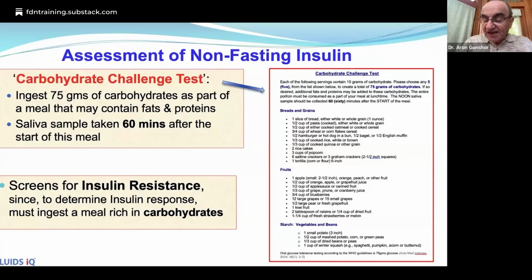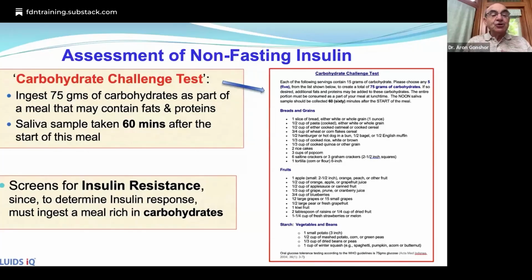Now, when you do this particular saliva test, the advanced stress and hormone profile, in the kit you actually have a paper. This is what the paper is. It's a carbohydrate challenge test. What is that? You want to assess non-fasting insulin as well as fasting. But in the case of non-fasting, how do you test for that? You have to challenge the body with a carbohydrate amount that gets into the body. This is another way of looking at an oral glucose tolerance test.